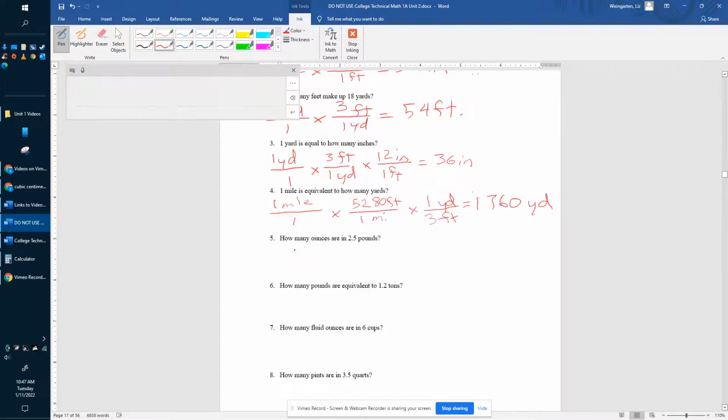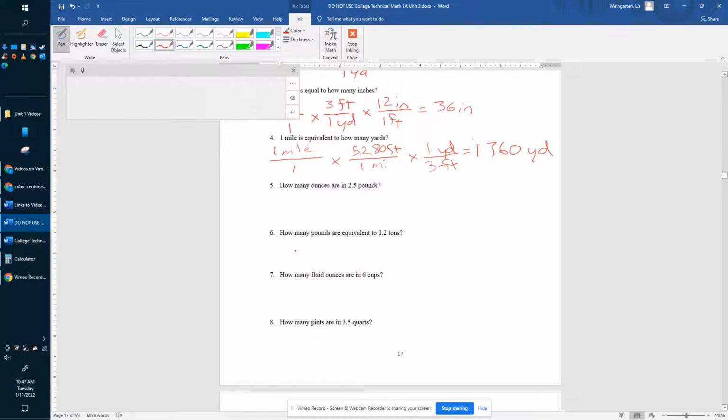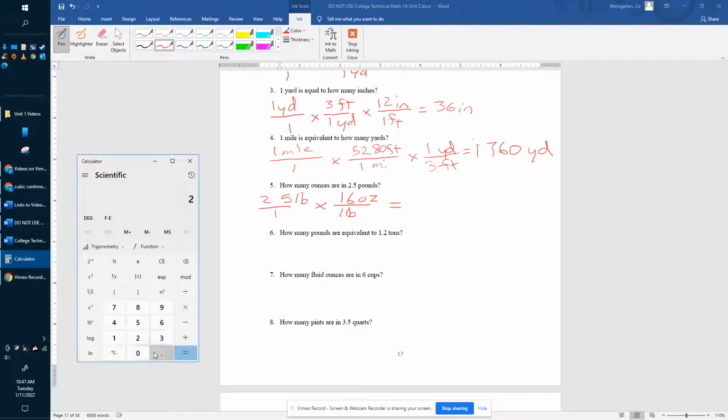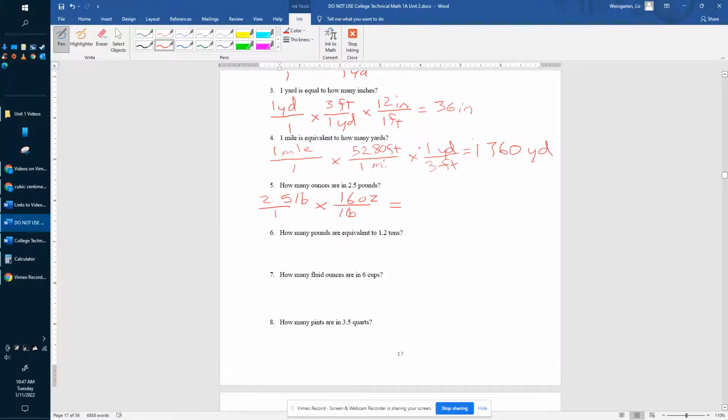Now we will look at volumes. How many ounces are in 2.5 pounds? According to our chart, there are 16 ounces in 1 pound. So we are going to start with 2.5 pounds times 1 pound on the bottom. How many ounces are in a pound? 16. Multiply 2.5 times 16, and we get 40. So our answer is going to be 40 ounces.